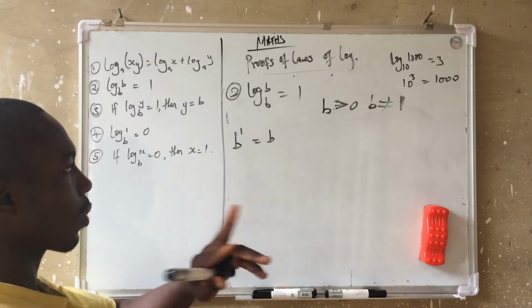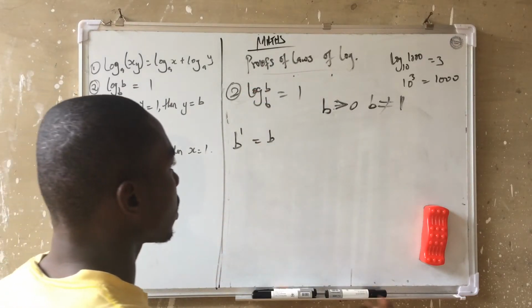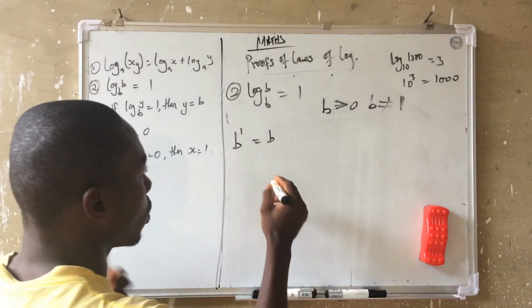That is what we applied here. So b raised to the power 1 gives us b. That is the answer. That is how we prove it. But there's another thing I want to show you now.